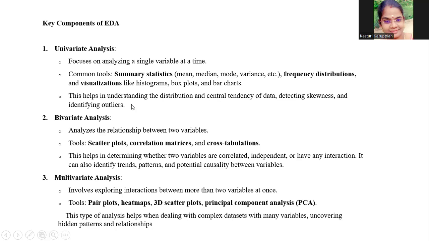Okay. Also, this helps in understanding the distribution and central tendency of data and detecting skewness. How the data is distributed: whether it is distributed normally, or right skewed or left skewed. We can also identify the outliers. Some data may be exceptions.